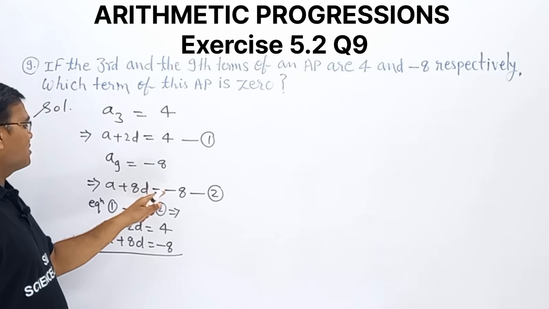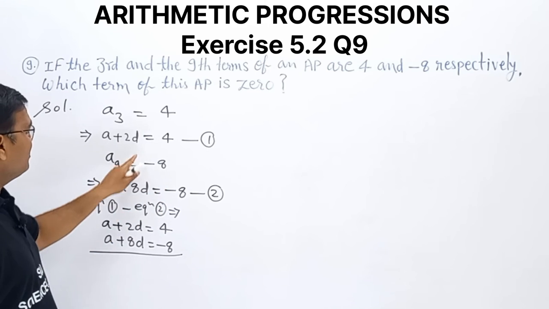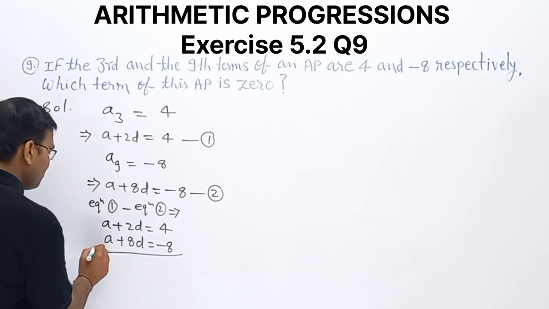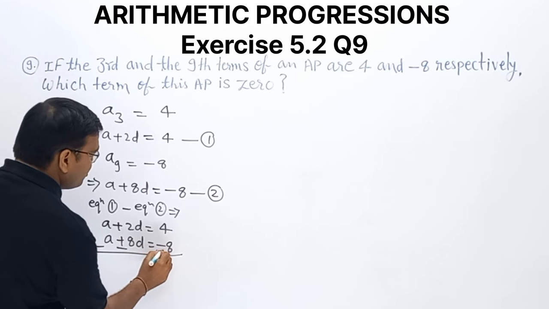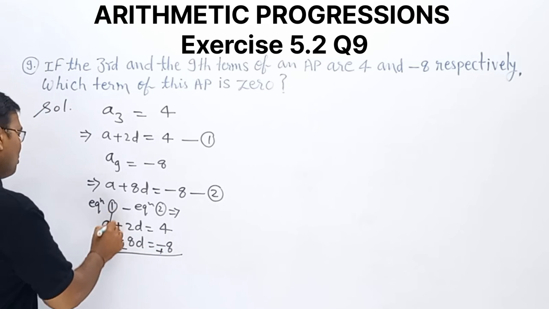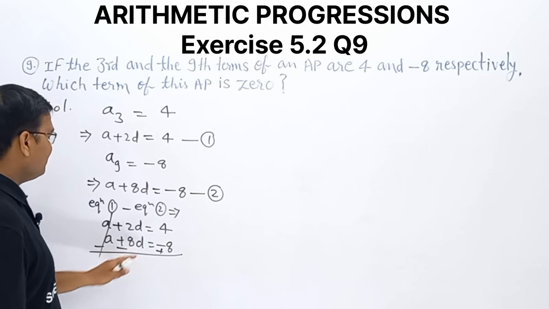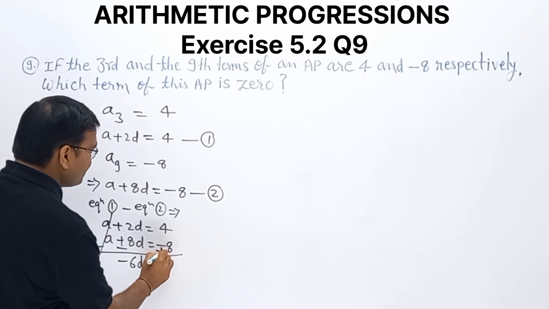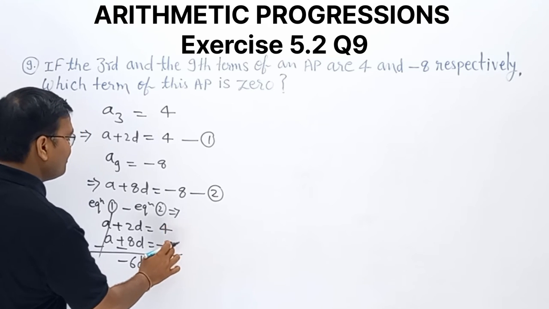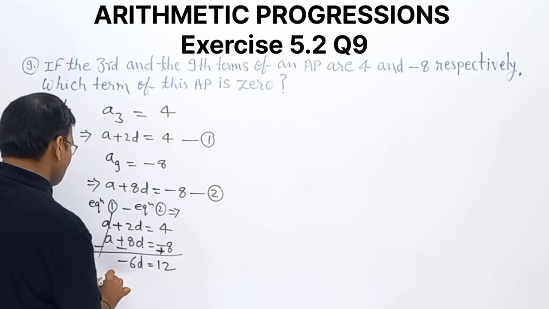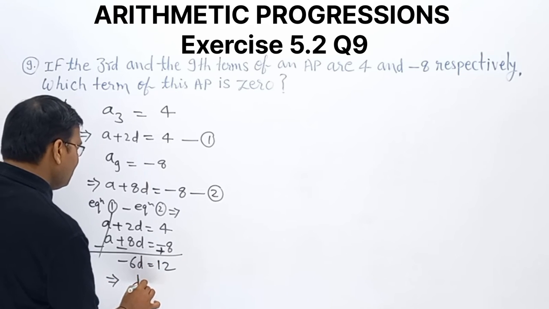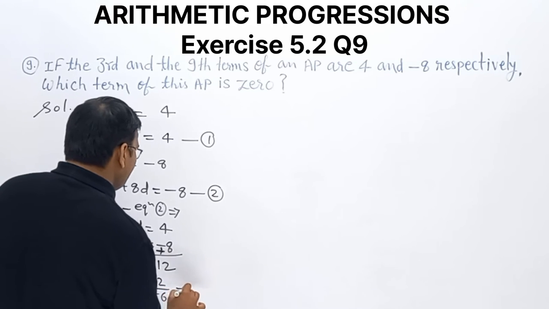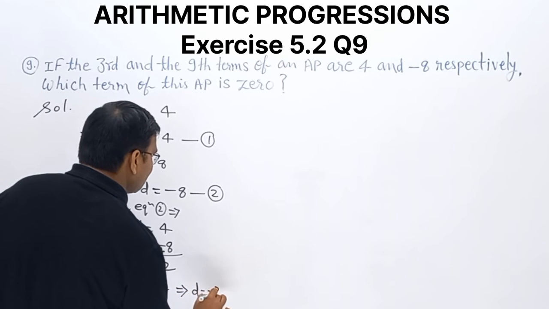Now we want subtraction, equation 1 minus equation 2. So the signs of equation 2 will be changed. This is plus, so minus. This is plus, so minus. This is minus, so this will be plus. Now a and a cancel. 2d minus 8d, what are we getting? Minus 6d. And 4 plus 8 will be 12. So d equals 12 upon minus 6. Once we solve, we get d equal to minus 2.